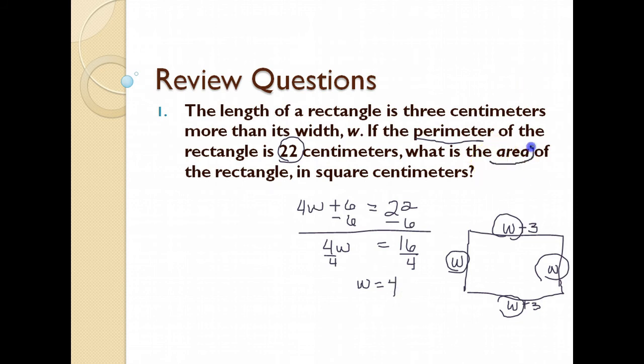Now go back to the question and make sure you answer the question. What is the area of the rectangle? Well, W is 4, so the length is 4 plus 3, which is 7. The question asks for area. Remember, area is the length times the width, which is 4 times 7, which is 28 centimeters squared.